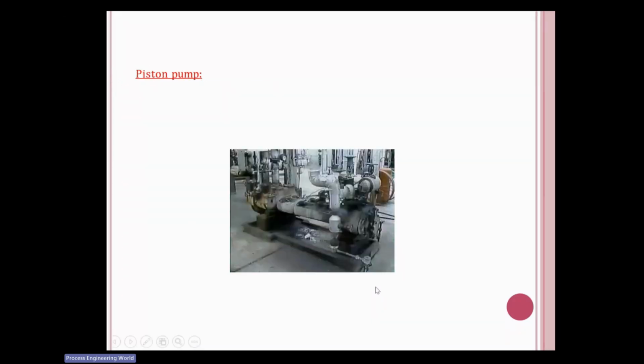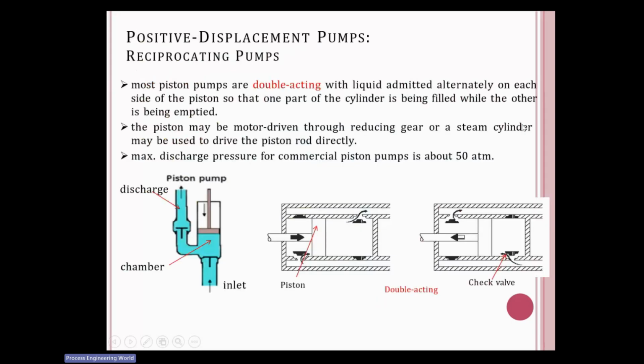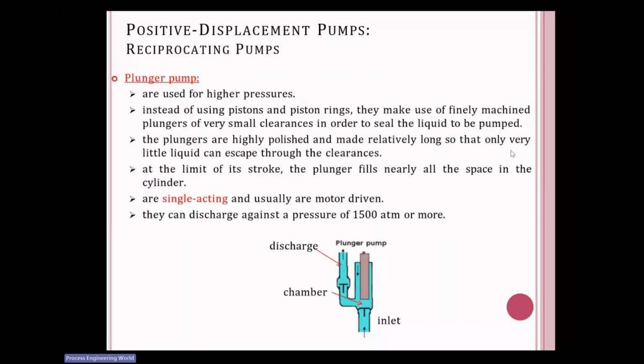What we are seeing in the piston pump is that piston pumps can generate a maximum discharge pressure of only about 50 atmospheres. But what happens in a plunger pump, it can generate a discharge pressure of around 1500 atmospheres. So this is the only basic difference between piston and plunger pump. Rest everything, from the operation point of view, the application point of view and the working principle point of view, both are the same. Just the difference is that it can generate higher pressure at discharge, of around 1500 atmospheres.